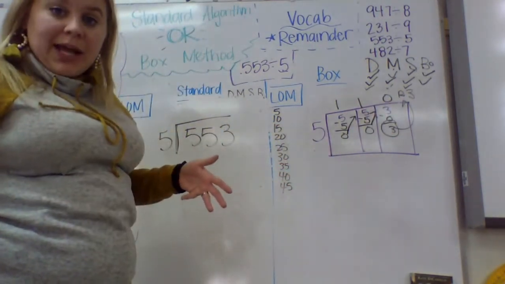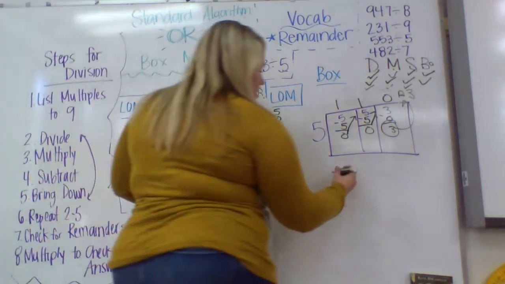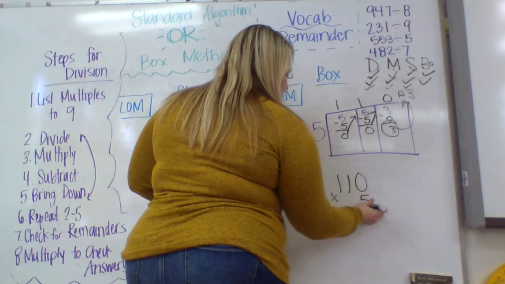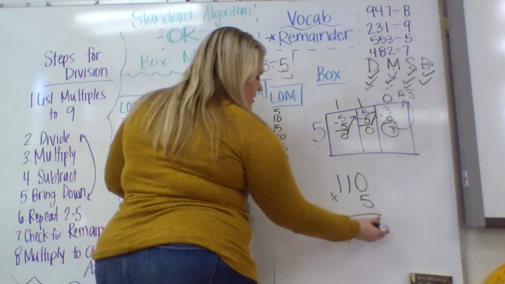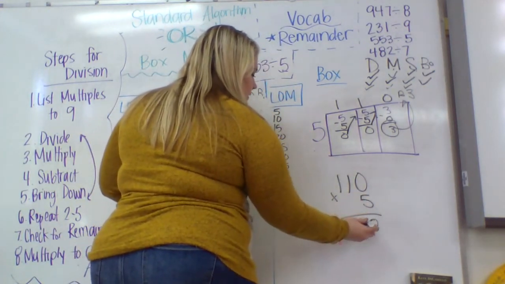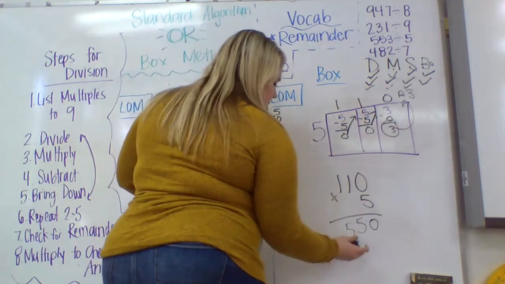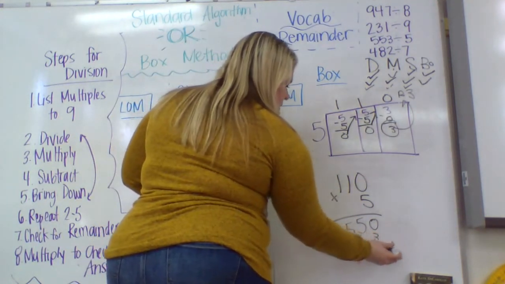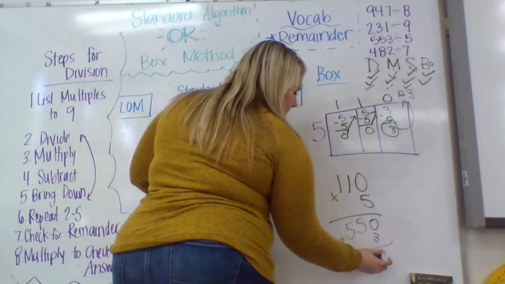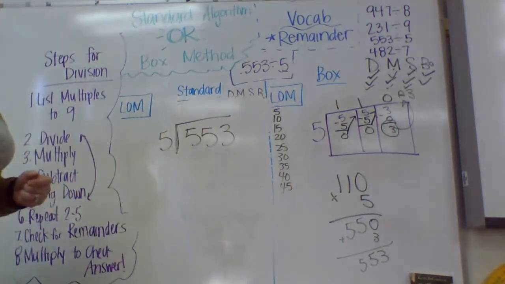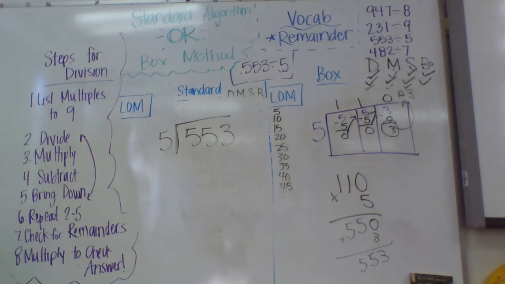Now I'm going to check my answer with multiplication. So I'm going to take the whole number part of my quotient and multiply it by the divisor. 0 times 5 is 0. 5 times 1 is 5. 5 times 1 is 5. Plus my remainder. And that gave me 553. So that is my original dividend. And that means my answer is correct.